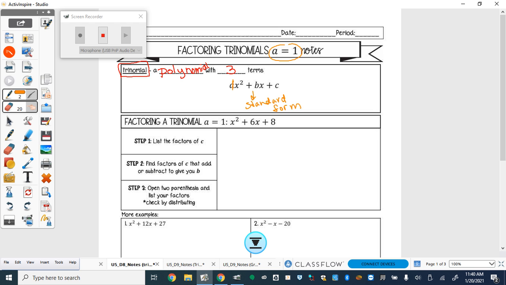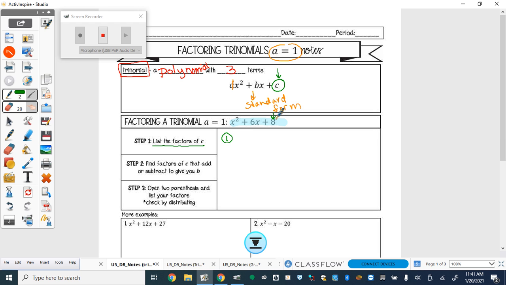So if we took a look at our example here, x squared plus 6x plus 8, we're trying to factor that polynomial, that trinomial right now. Remember, factoring means we're just trying to break it apart so that we can try to solve to figure out what our answers are going to be. So step 1 is you list the factors of c. So if you look at our standard form again, c is that last term. So for this example, we're looking at the 8, and we need to find all of the factors of 8.